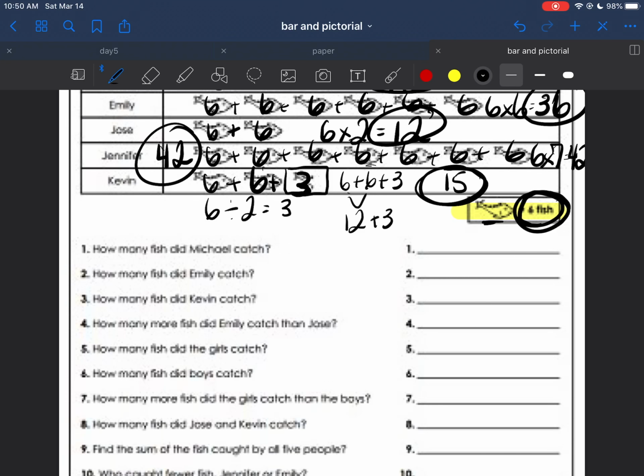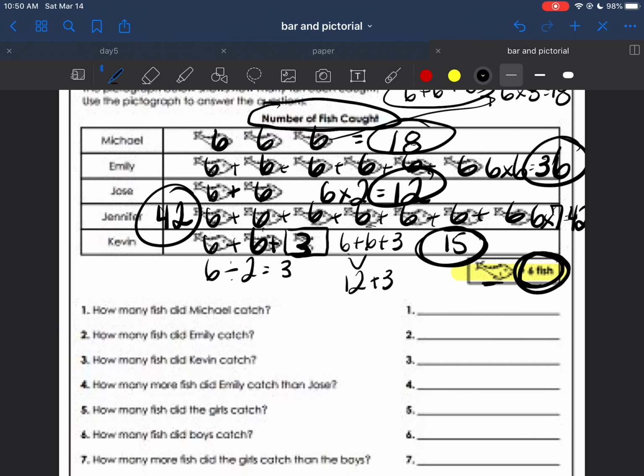How many fish did Michael catch? Well, I'm going to come up here. I'm going to go to Michael, and I've already done all the hard work, so it should be easy to answer. Michael has caught 18 fish. How many fish did Emily catch? Again, I'm going to look. 36. How many fish did Kevin catch? 15. You see how we've already done all that hard work, and now it's easy to answer the questions.